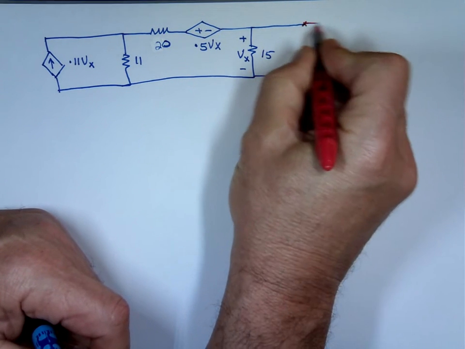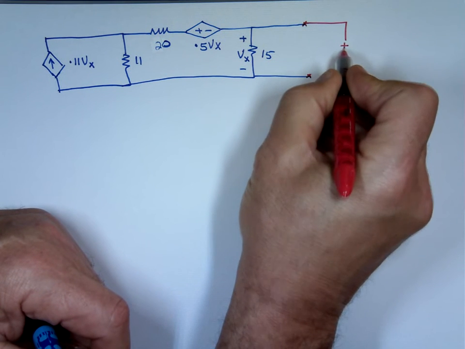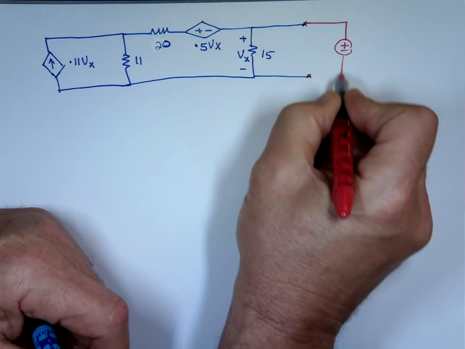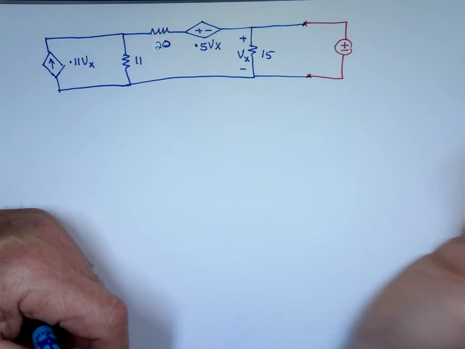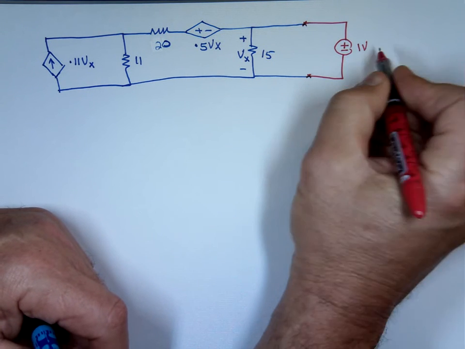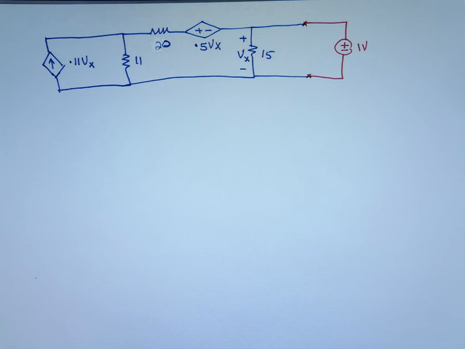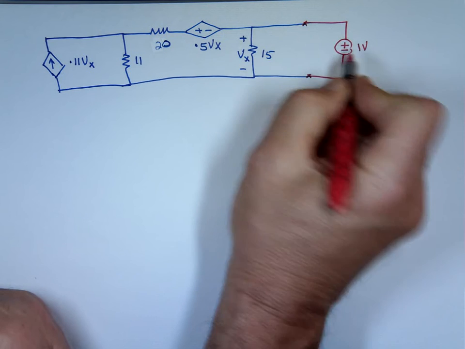Let me add a voltage source and pick a value for it, any number you want. Usually we try and pick some reasonable number like 1 volt, because it makes the math easy. But the value itself doesn't really matter, because it's just proportional with whatever the dependence is. So now you're going to find the current going this direction.